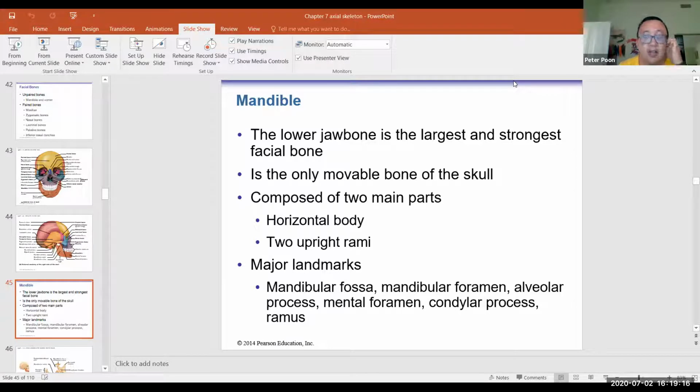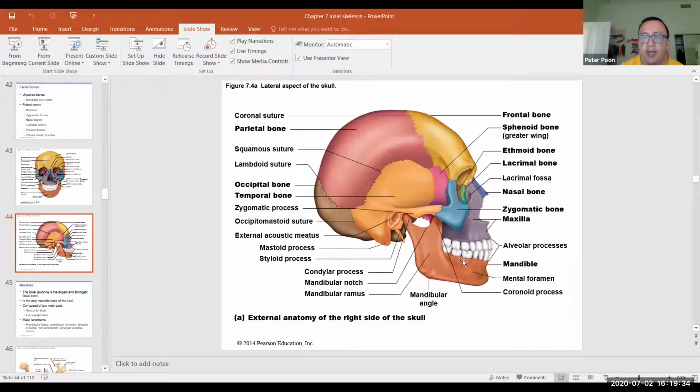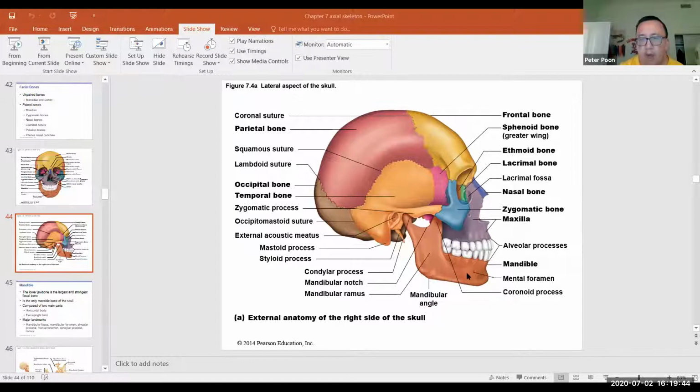So let's take a look at all the major landmarks. It's composed of two parts. This bar right here, where all the teeth are plugged into, is called the body. And then you have two branches that stick up, and those are the rami. Okay, ramus for singular, rami for plural. Okay, this is the body. This is the ramus right here.